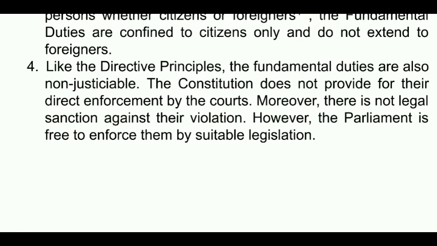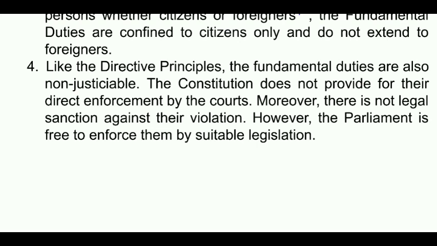Number 4. Like the directive principles, the fundamental duties are also non-justiciable. The Constitution does not provide for their direct enforcement by the courts. Moreover, there is no legal sanction against their violation. However, the Parliament is free to enforce them by suitable legislation.